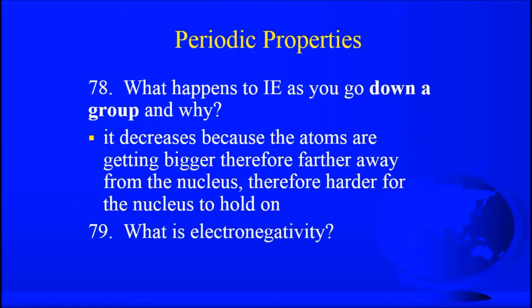All right, let's look at the third periodic property. The third periodic property is related to ionization energy and atomic radius. It's simply put, electronegativity. Okay? It is how attractive an electron, somebody else's electron, is to somebody else's nucleus.